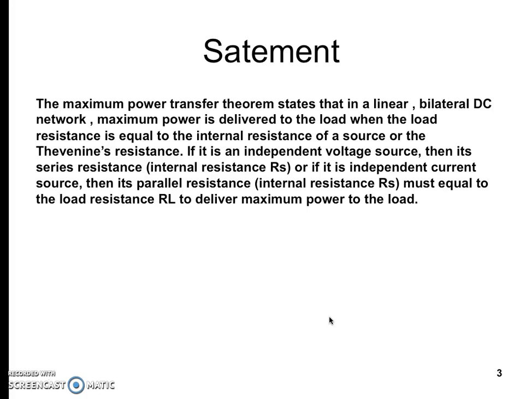The maximum power transfer theorem states that in a linear bilateral DC network, maximum power is delivered to the load when the load resistance is equal to the internal resistance of a source or the Thevenin's resistance. Now, if it is an independent voltage source, then its series resistance, that is the internal resistance Rs, or if it is an independent current source, then its parallel resistance, that is the internal resistance Rs, must equal the load resistance RL to deliver maximum power to the load.